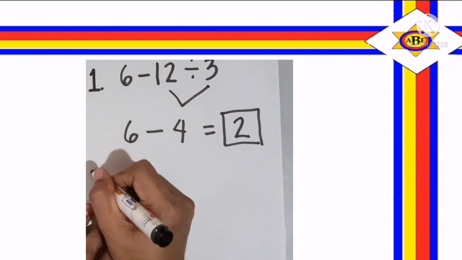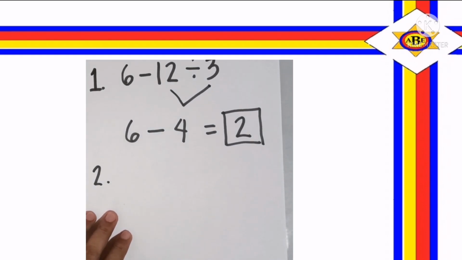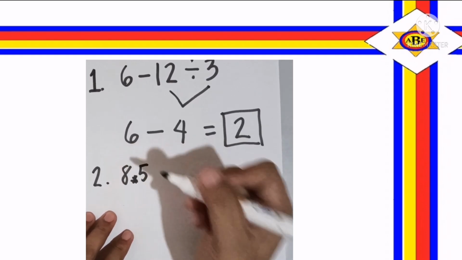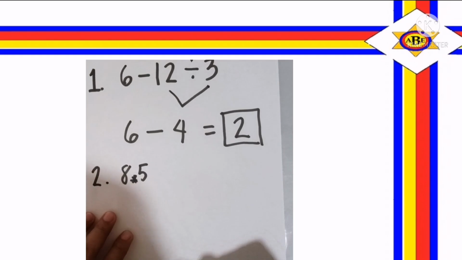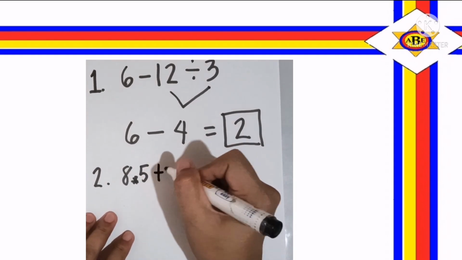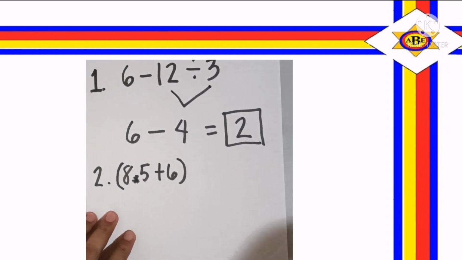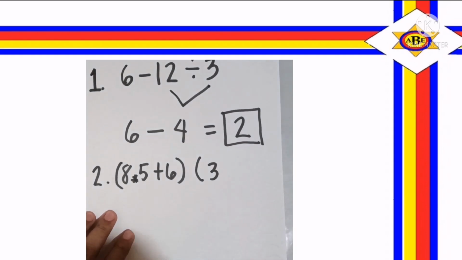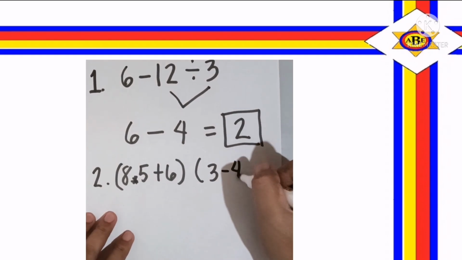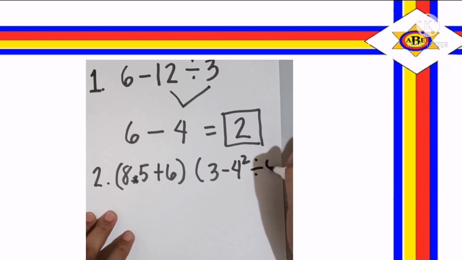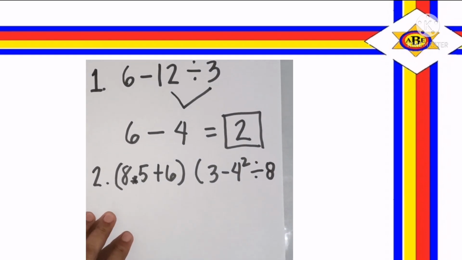Okay? So that is for number 1. For number 2, let's have 8 times 5, times 5, and then plus 6, and then we still have 3, and then 4 squared minus 4 squared, and then divided by 8, then plus 2.